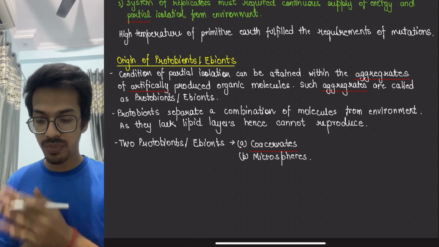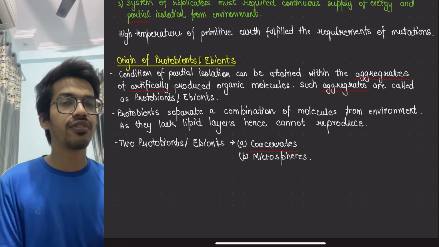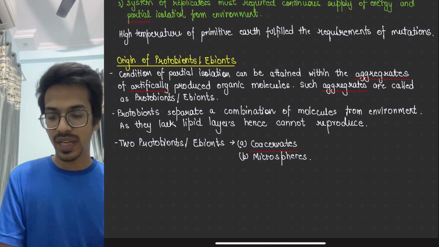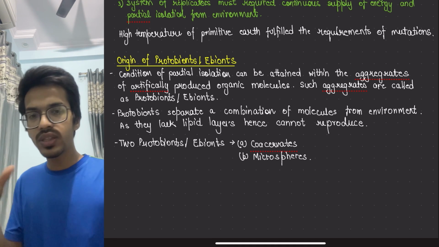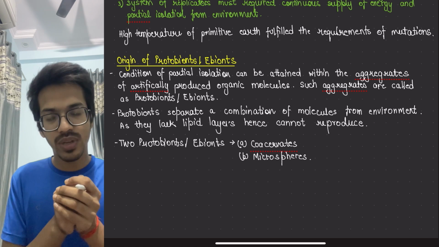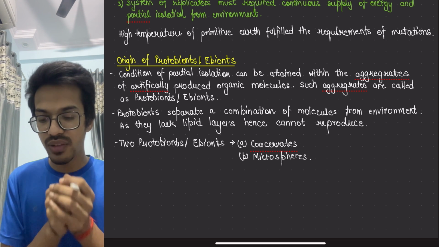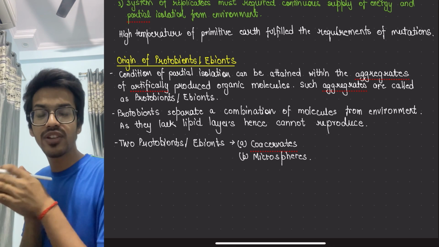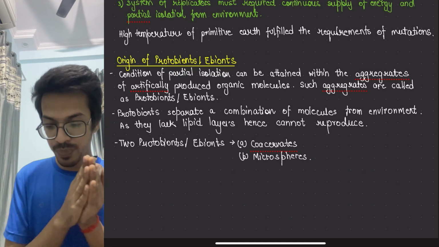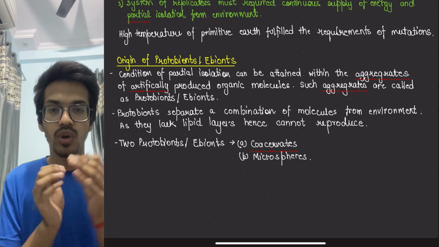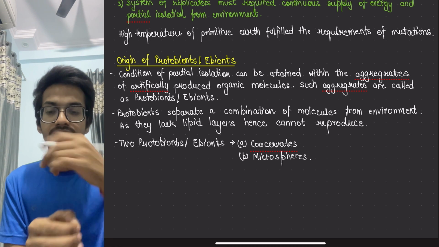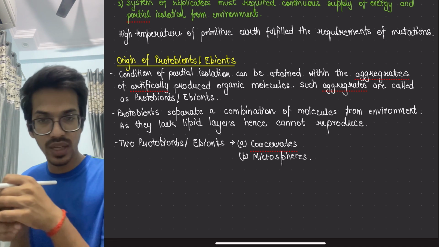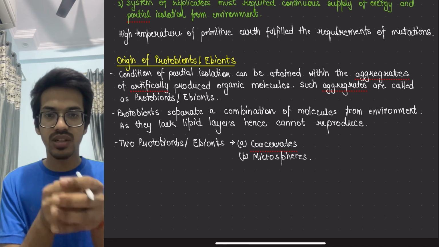Then the origin of the protobionts and the ebionts that we're going to be talking about, which I referred to you before also. Here we are coming up. So what happened, all these inorganic substances came together, and as they came together, they formed what? They formed protobionts or ebionts, where proto means a primitive kind of biological component. Now these protobionts are the molecules which are able to survive outside of the isolated system, like they don't need any non-living organisms to survive. They are able to survive on their own.